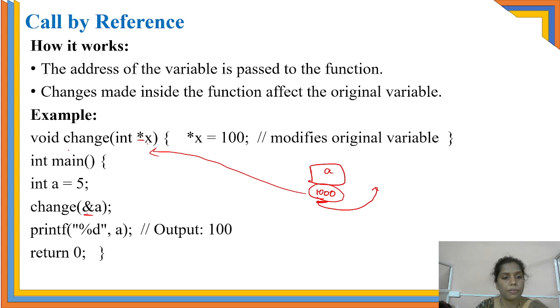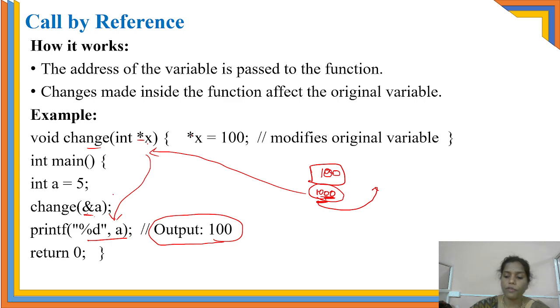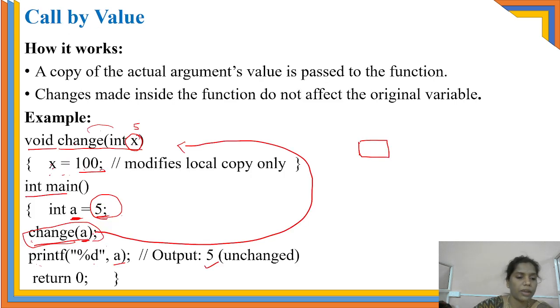Here in the change function, they are trying to change the value present at this address. At address 1000, some value was there, but they are trying to change it to 100. Then that will be reflected in the main function also. If you print the value of a here, the output will be 100. So simple. If you want to affect the changes to the main function, you need to pass the address. If you don't want to affect the main function variables, that is the actual arguments, you need to pass the value. Call by value, call by reference.